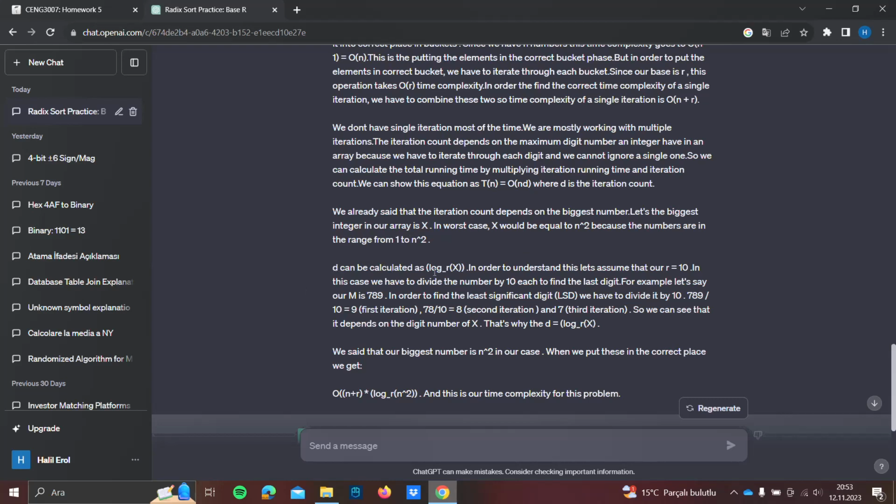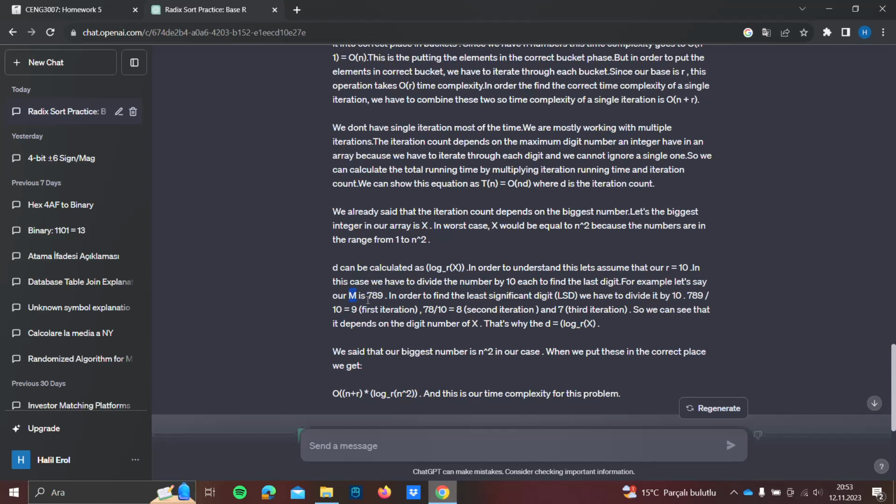So d can be calculated as log x in the base of r. Why? In order to understand this, let's assume that r is 10, which is a general case because most of the problems have a base of 10. But it can be 20 or 5 or other numbers, but most of the time r equals 10. In this case, we have to divide the number by 10 each time to find the last digit. For example, I wrote m here, but it is actually the biggest number, it should be x. So this is x actually.